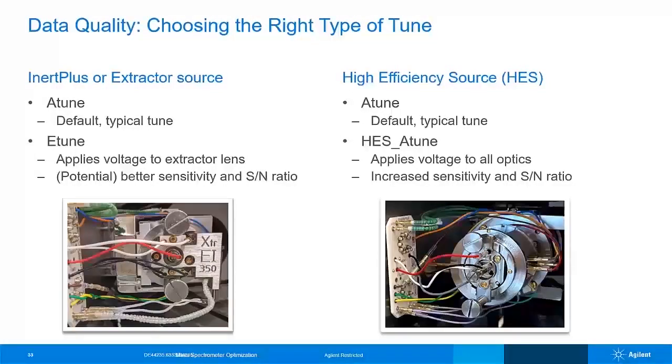Now we also have the high-efficiency source on this slide, and that also has a choice between A-tune and E-tune. The high-efficiency source, also called the HES, has a different design of lenses than the other sources and is really meant for trace analyses. The HES, when used in single quad applications with clean matrices, or when using selected ion monitoring, or SIM, in most of your analyses, can really get down to low detection limits. And for tandem quad systems, the HES really shines in trace level detection of analytes, such as dioxins analysis or very low levels of pesticides.